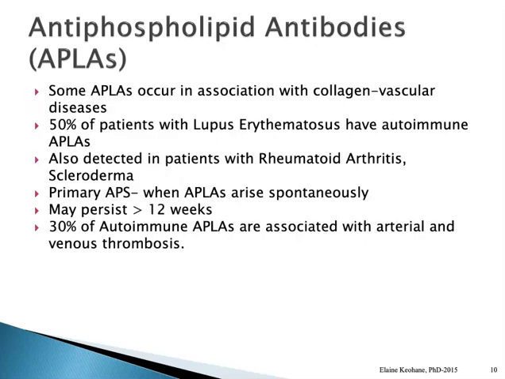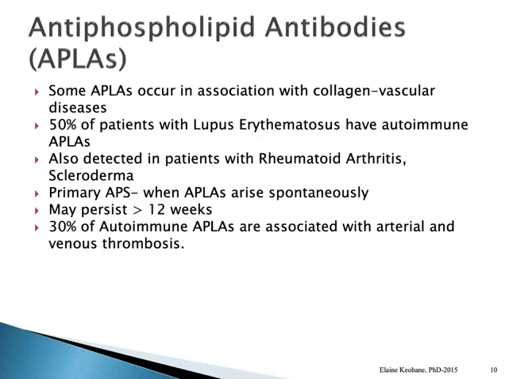On the other hand, you have some antiphospholipid antibodies that occur in association to disease. One of them could be a collagen vascular disease. Others, about 50% of patients, will have the presence of antiphospholipid antibodies when they have lupus erythematosus, which is an autoimmune disease.